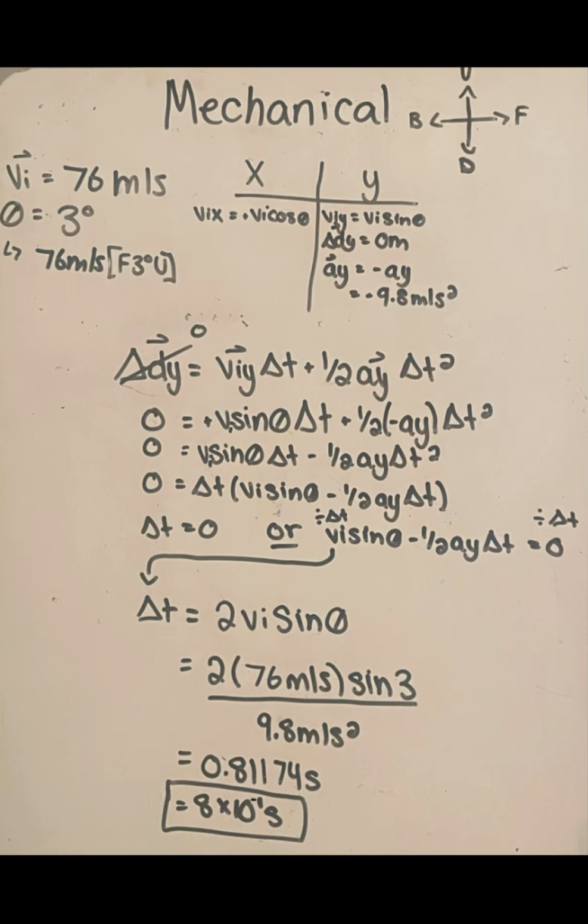Next, I solved for my mechanical bow. My Vi I found was 76 meters per second. My theta was the exact same, so 3 degrees. I plugged in the same equation, and at the end I got 8 times 10 to the negative 1 seconds as my time of flight.